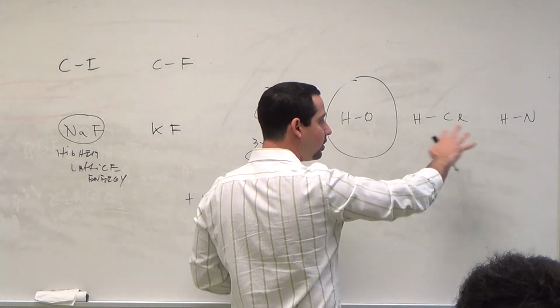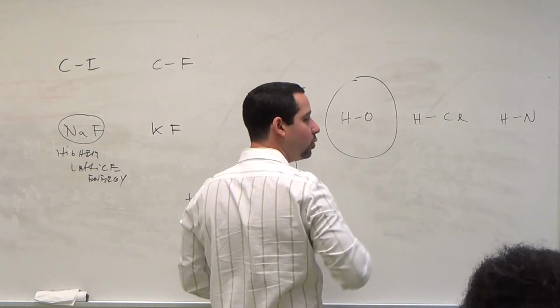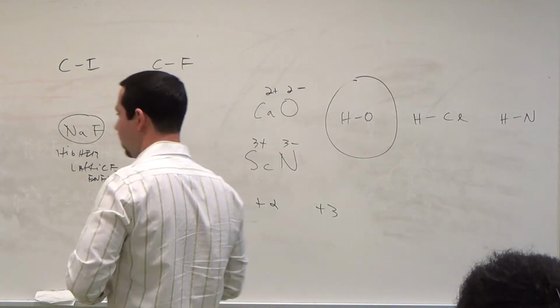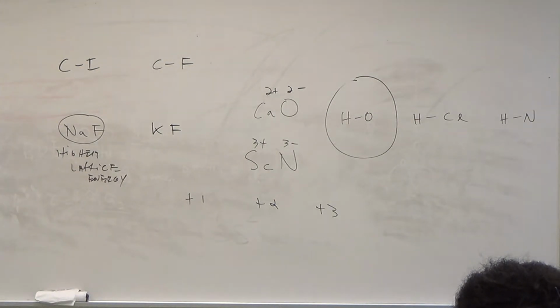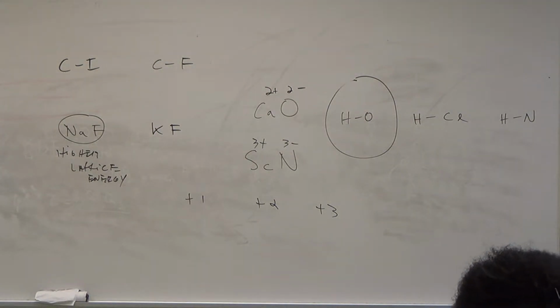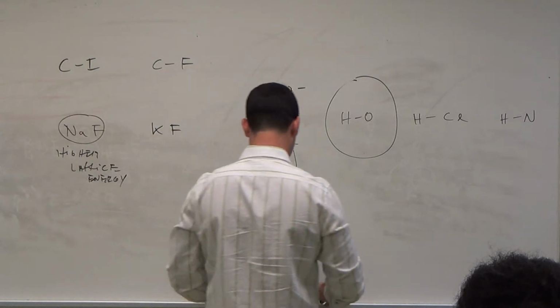So which of those bonds is the more polar? This one is the most polar bond, 1.3. Because oxygen has an electronegativity of 3.5, and the difference between 3.5 and 2.1 is greater than the other two, which are 3.0, both of them. Okay? Those are test questions.